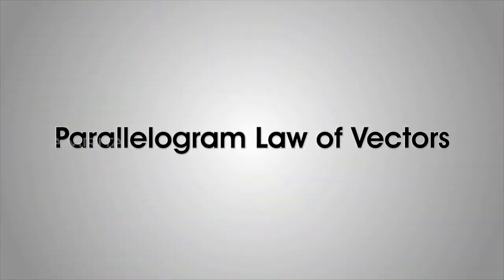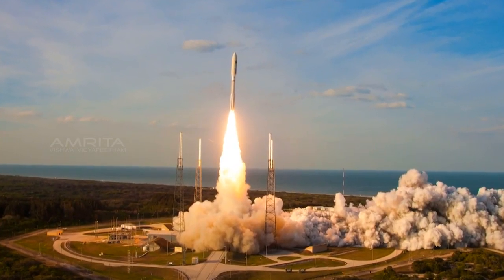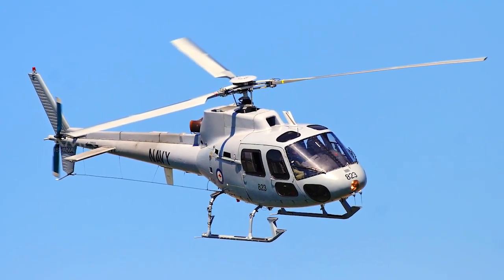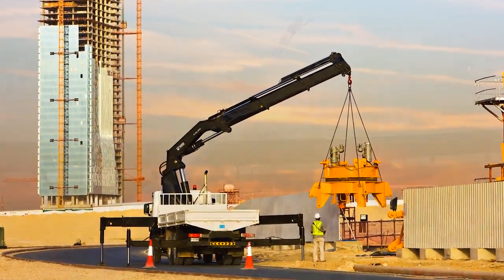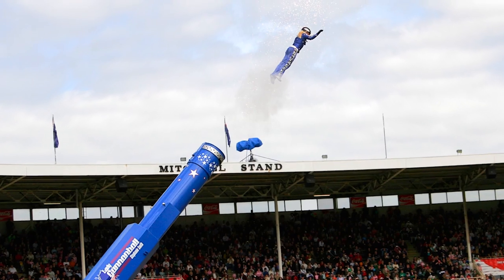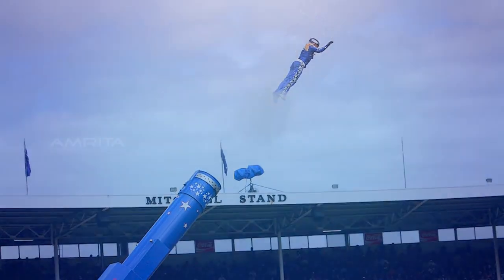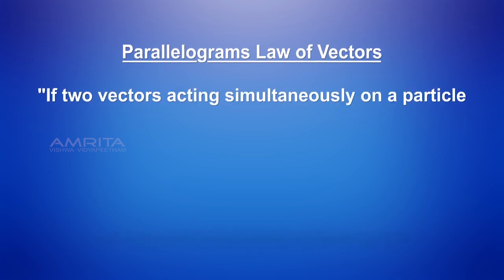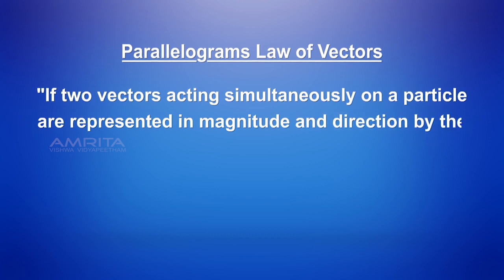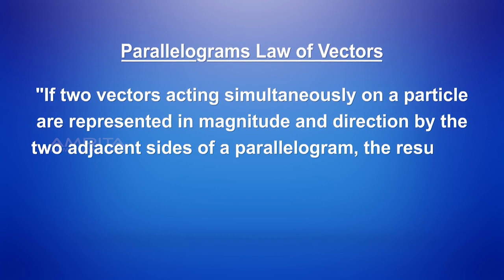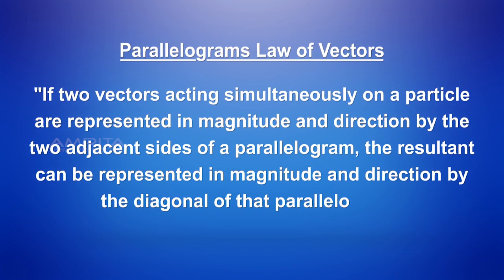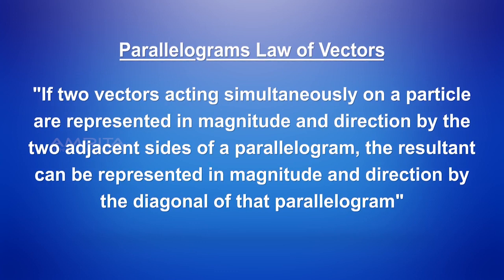Parallelogram law of vectors. The parallelogram law of vectors can be applied to any situation where multiple forces are acting on an object. The weight displacement by a crane and launching of a stunt person from a cannon in a circus is an example of this law. Parallelogram law of vectors states that if two vectors acting simultaneously on a particle are represented in magnitude and direction by the two adjacent sides of a parallelogram, the resultant can be represented in magnitude and direction by the diagonal of that parallelogram.